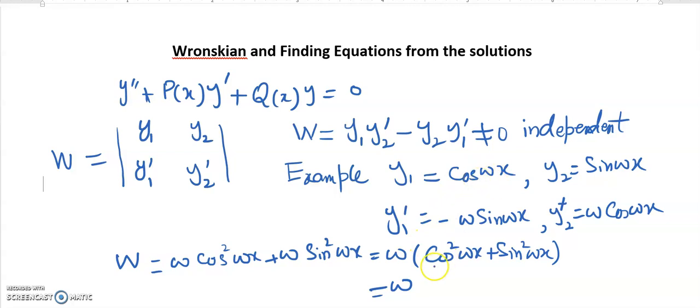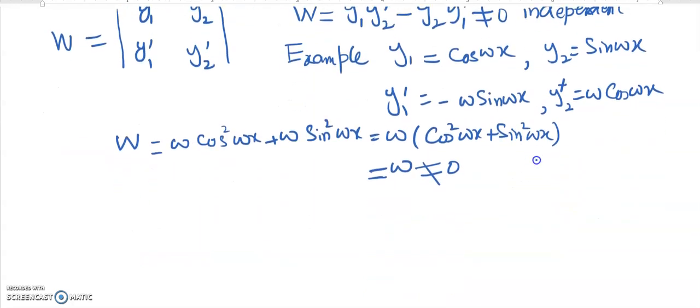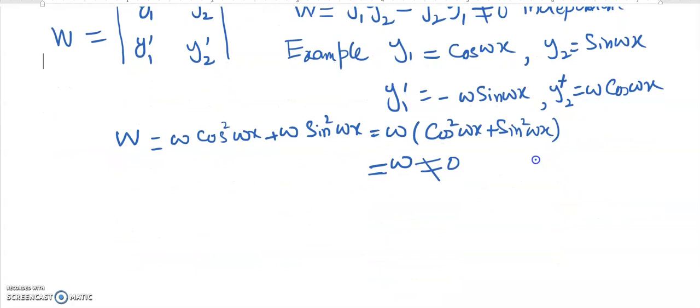Since omega is a value which is not equal to 0 (if it were 0, then there would be no significant functions over here), this means that the Wronskian is not equal to 0, and then we can say that these two functions are independent. If these two functions are independent, then there must be some differential equation representing those functions. So we can find that differential equation.